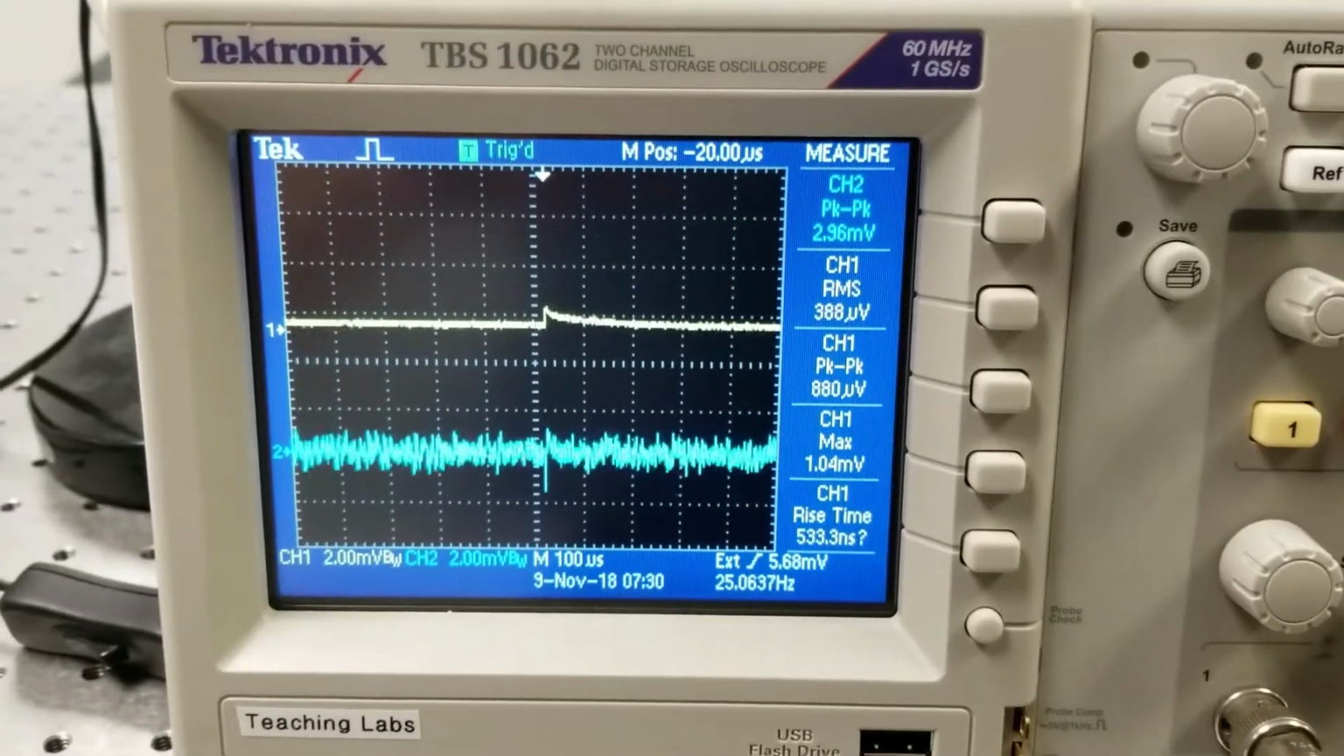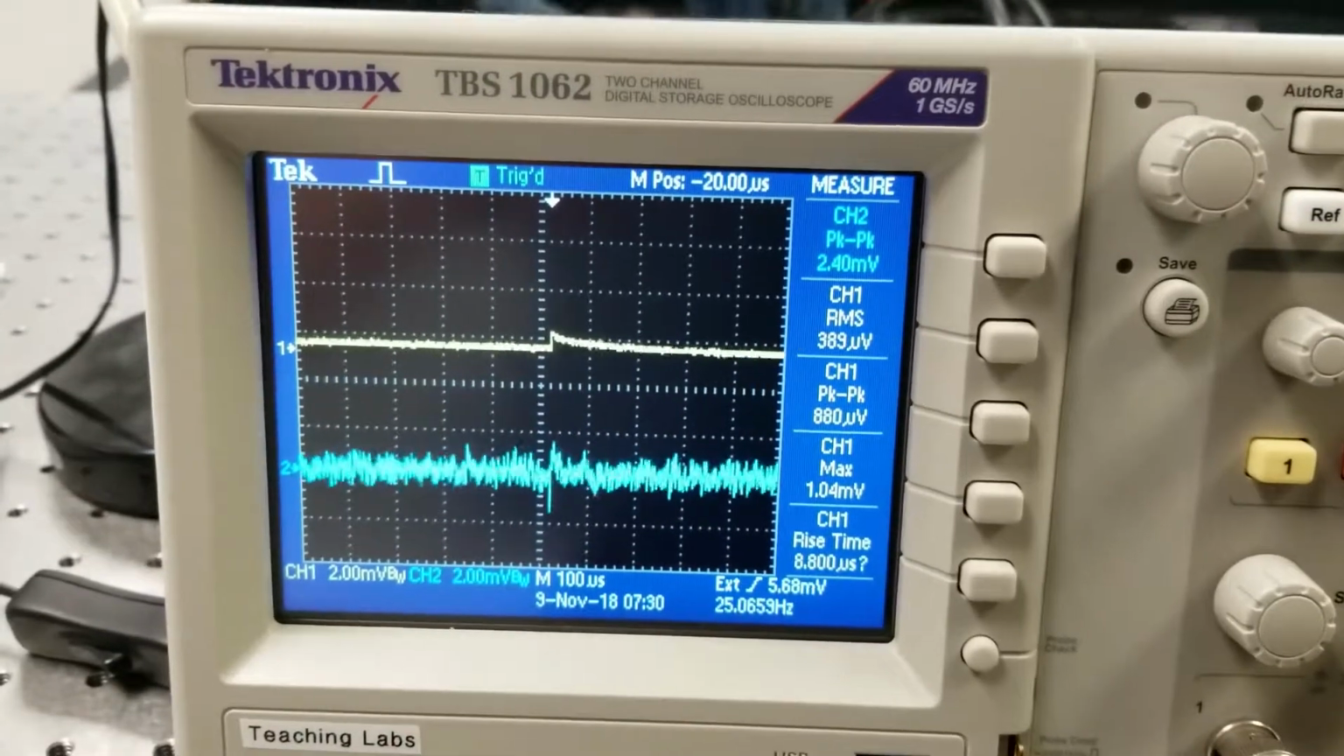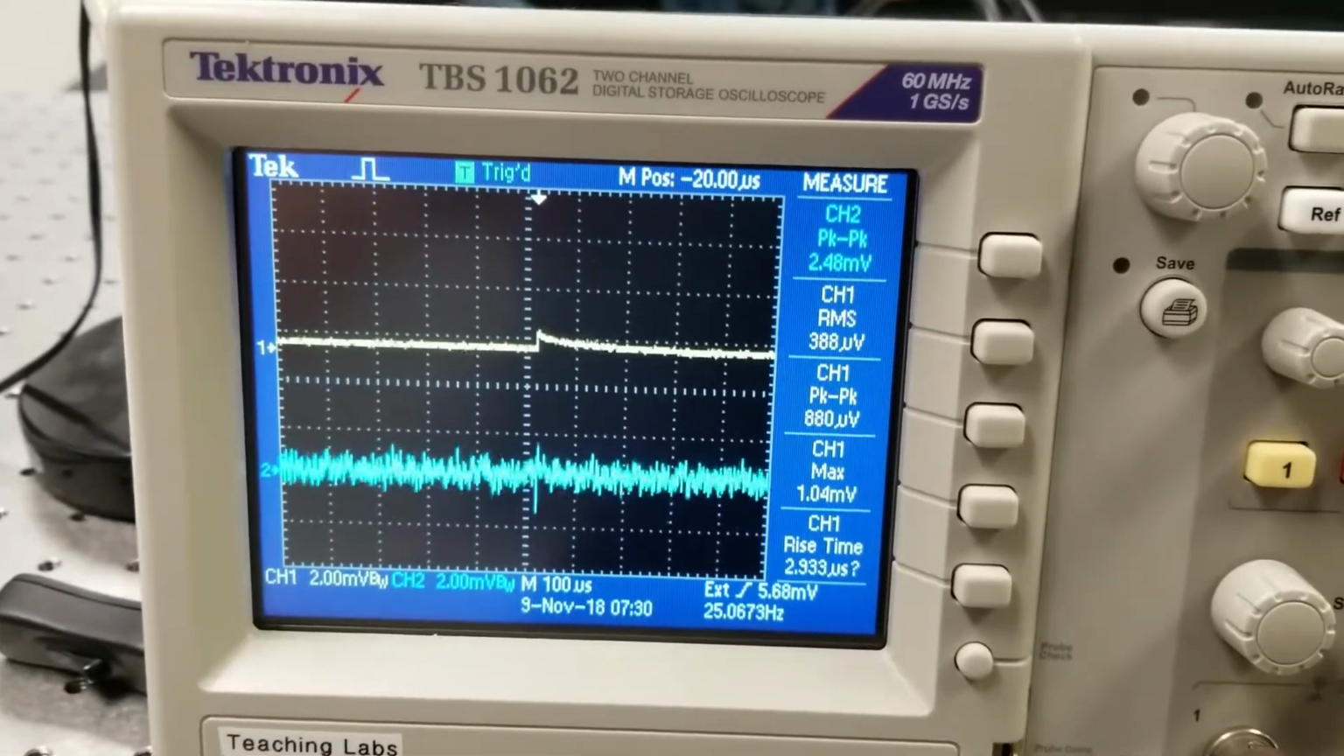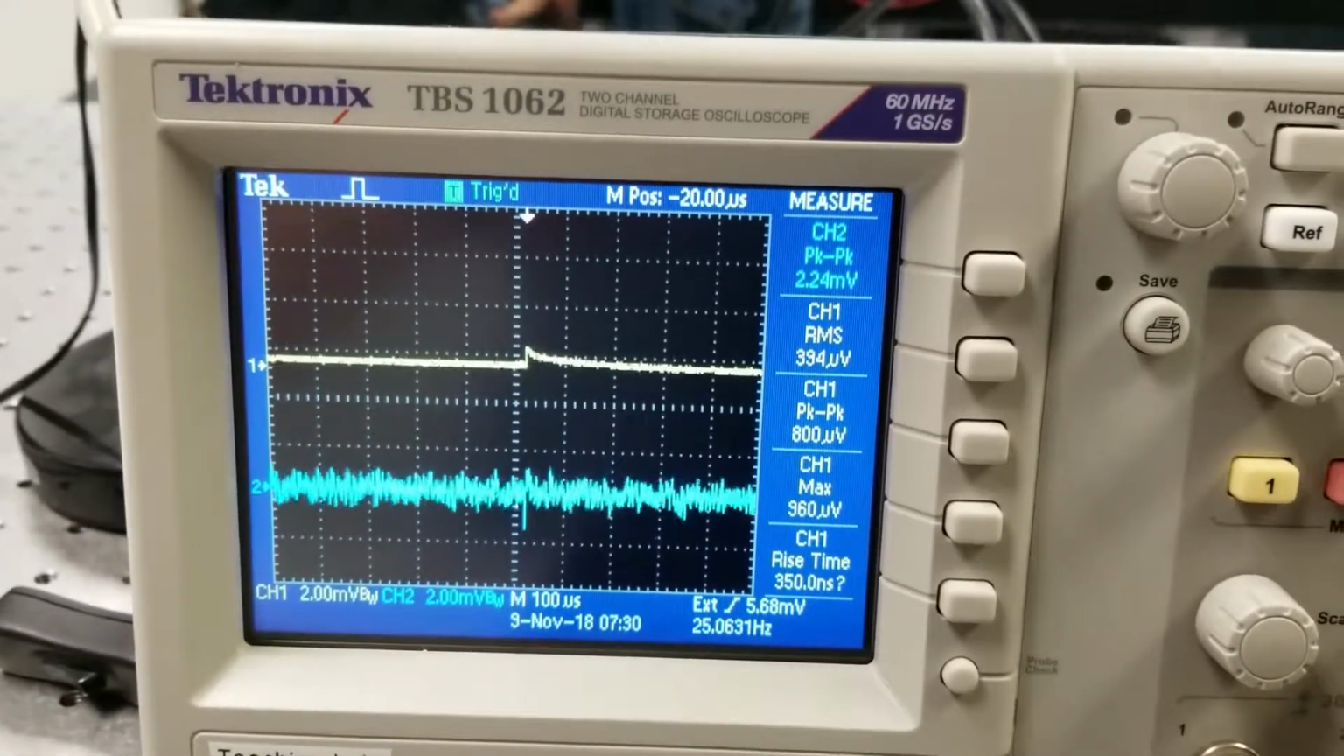The PMT signal is still able to be observed because PMTs are more sensitive to light level and can be extremely low noise.